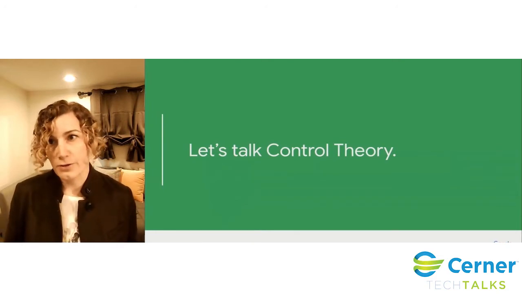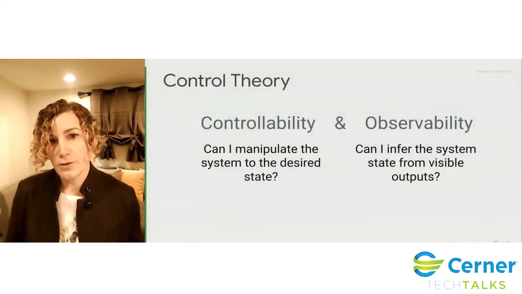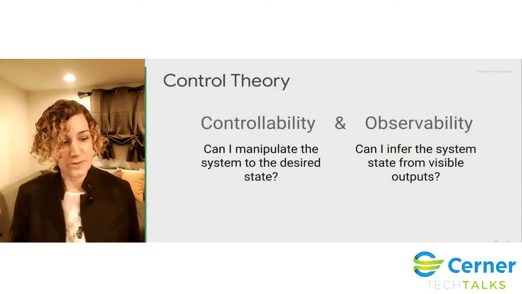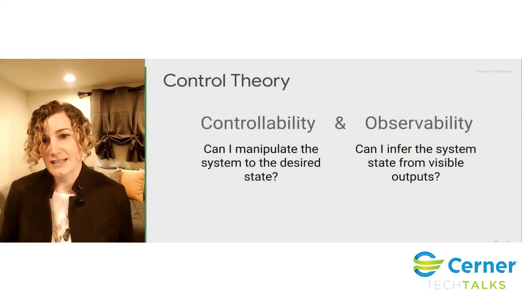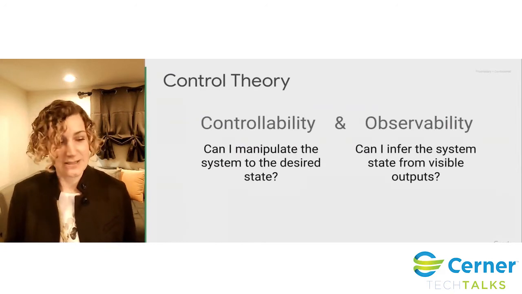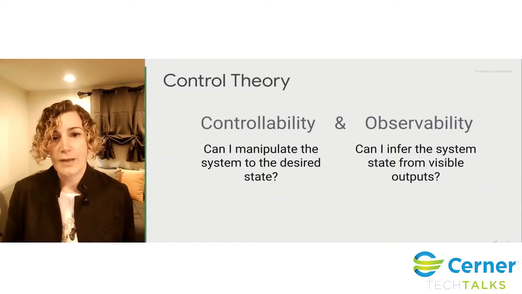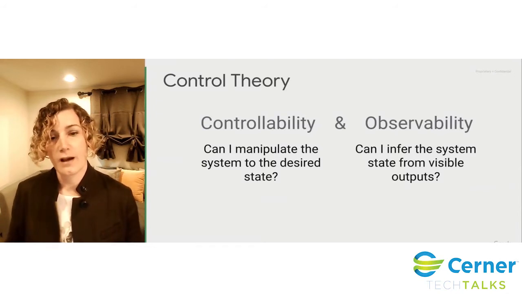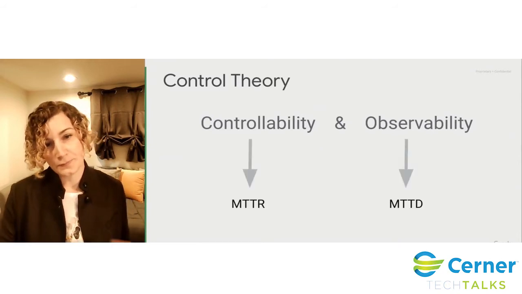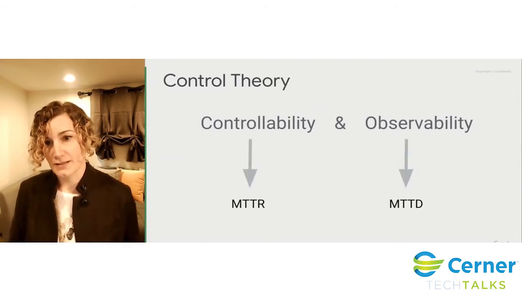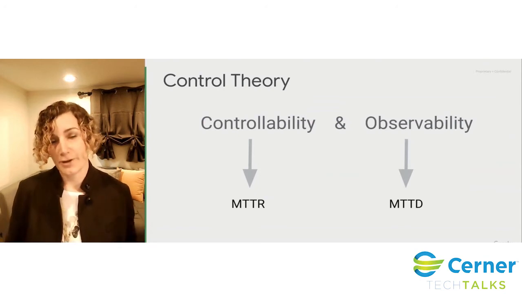So I'm going to talk a little bit about control theory to kind of address this question. And control theory got really popular recently because of observability. And observability is one half of control theory. And it basically says, can I infer the system state from visible outputs? That's the textbook definition. Controllability is the other side, which is, can I manipulate the system to the state I want? So basically entirely through inputs, can I get the system to where I want it? One way I like to think about this is observability helps your time to detection, and controllability helps your time to recovery or time to repair.